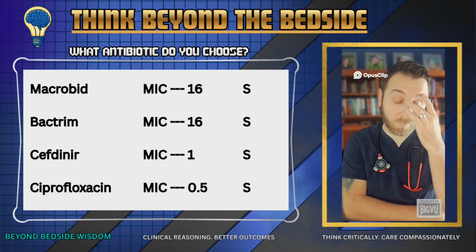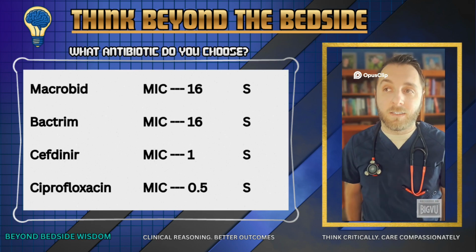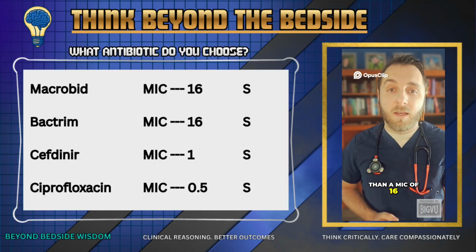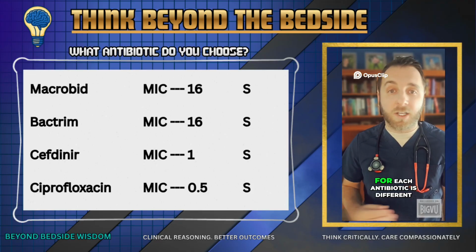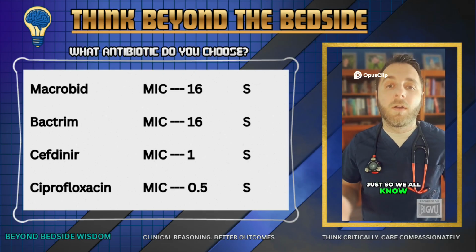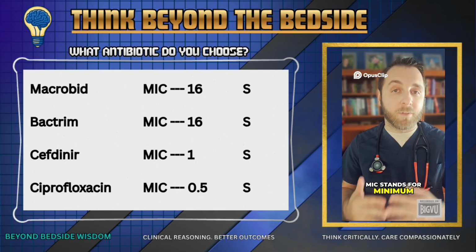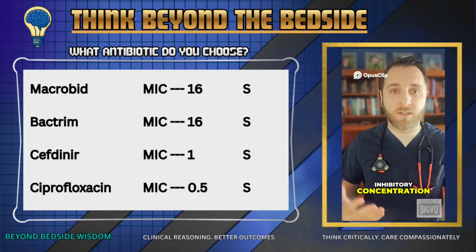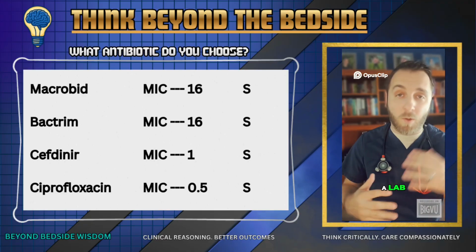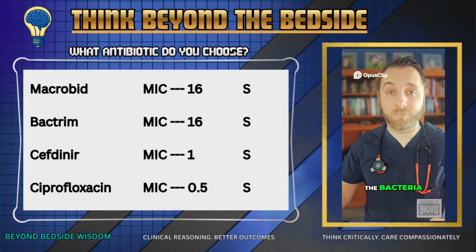The MIC is not a ranking system. Let that sink in. A MIC of 1 is not automatically better than a MIC of 16. The breakpoint for each antibiotic is different. And just so we all know, MIC stands for minimum inhibitory concentration. Basically, it means the lowest concentration preventing visible growth in a lab. Lowest amount of med that's needed to kill the bacteria.